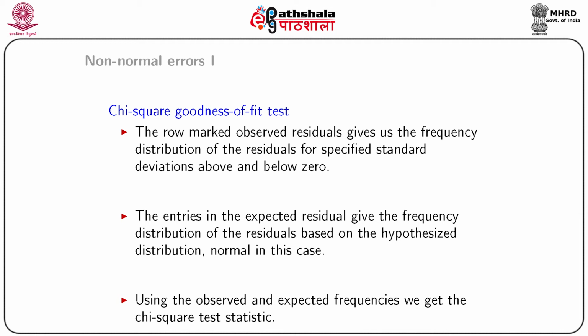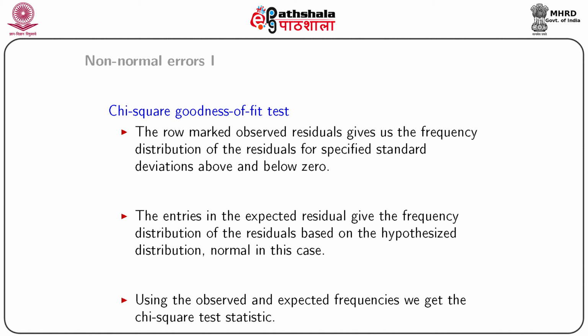Thus, we have a set of observed residuals which we actually get after fitting a regression model and obtaining the residuals. And then we have the expected residuals. Since we are testing the assumption that there is normality of the errors, the expected residuals column gives us the frequency distribution for the assumed or hypothesized distribution, which is normal in this case. Using the observed and expected frequencies, we get the chi-square test statistic.